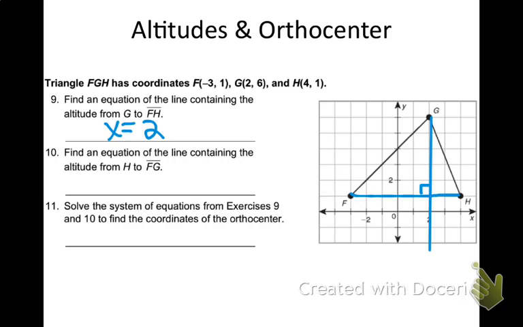I'm going to do FG right there. I want to find the slope of FG. What's one way I can find the slope of FG, Suitor?